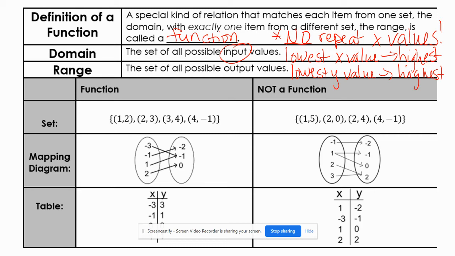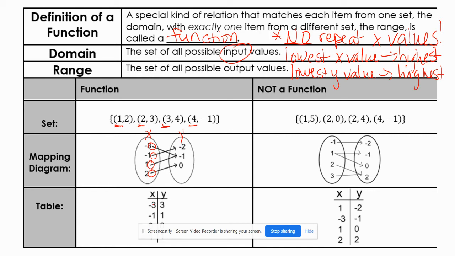So examples of functions on the left. We really only care about the x values right now. So I have a 1, a 2, a 3, a 4. None of that's repeating, so that's a good function. If we look here, you always assume that the left side is x and the right side is y, unless they tell you otherwise. And you're looking to make sure that only one arrow goes from each number. There's only one arrow, then it's good to say that's a function.